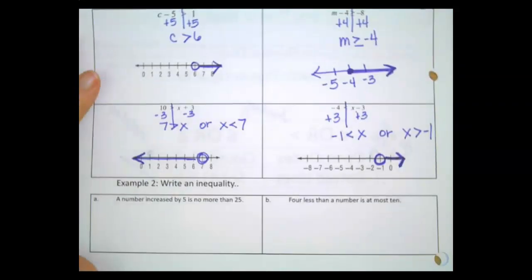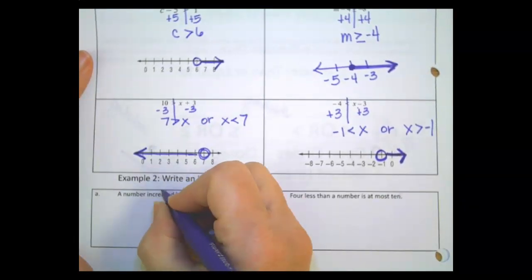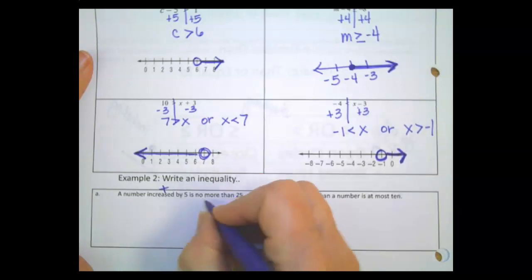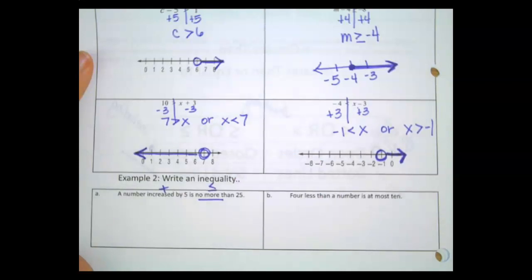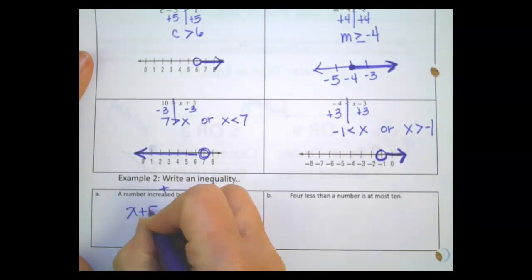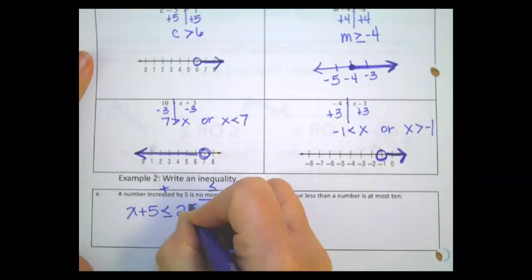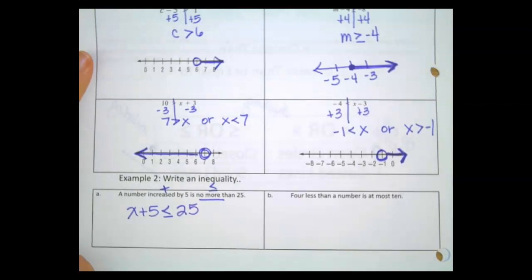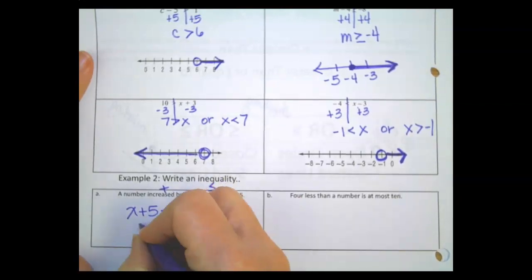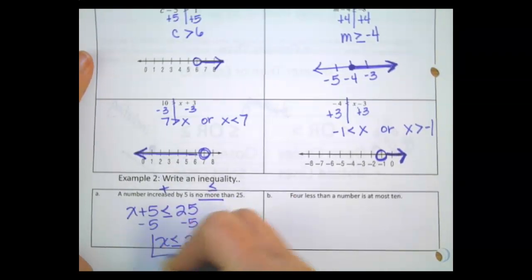So to write an inequality, we need to know our words. Increased is a plus sign. No more, let's look up here, is less than or equal to. So a number, x, increased by 5 is no more than 25. And then you could solve that. Subtract 5, subtract 5. X is greater than or equal to 20.